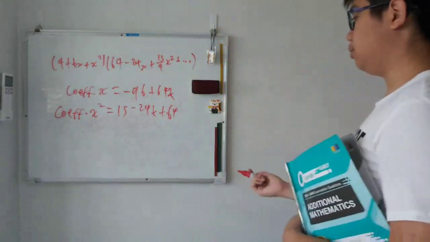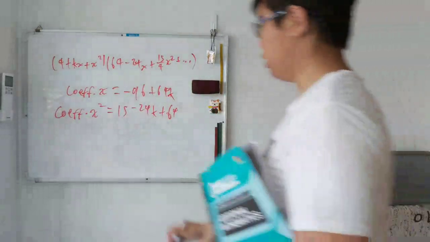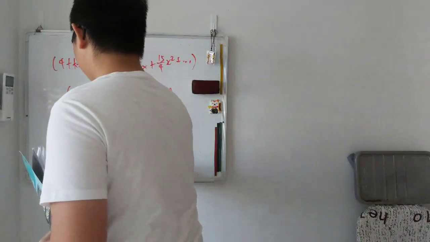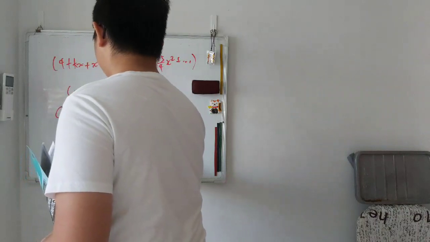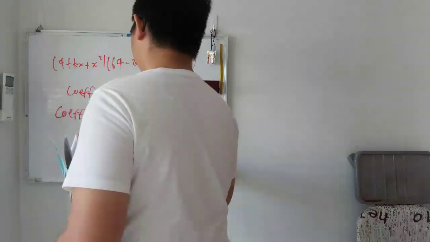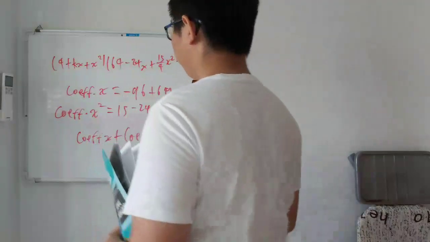Now if we add these together, this will be equal to 0. That's what we are given in the question. Remember that coef x plus coef x squared equals to 0.